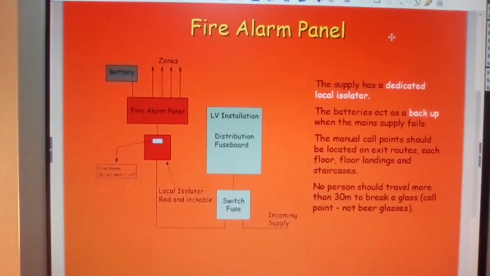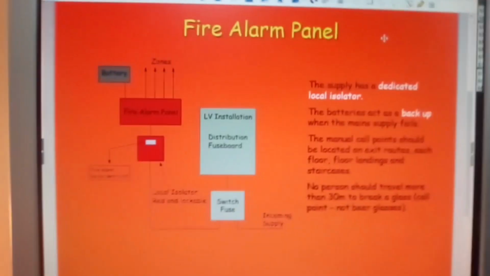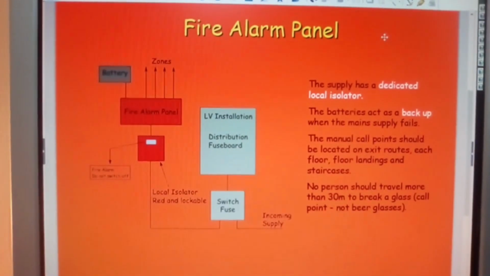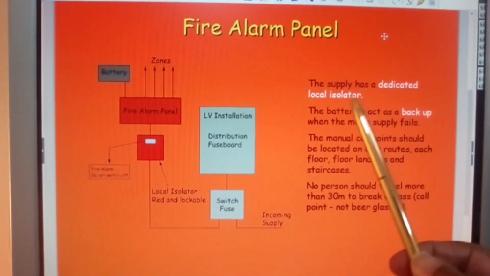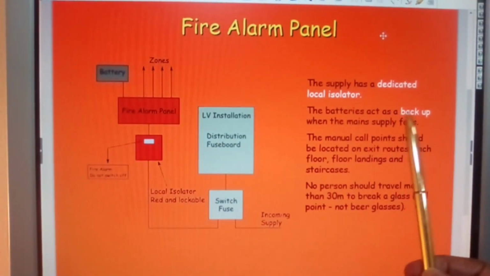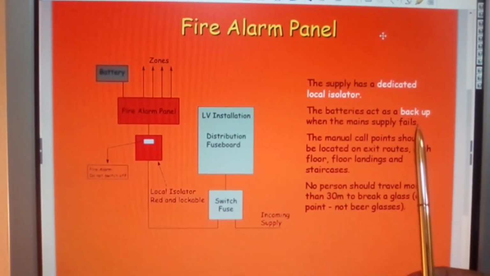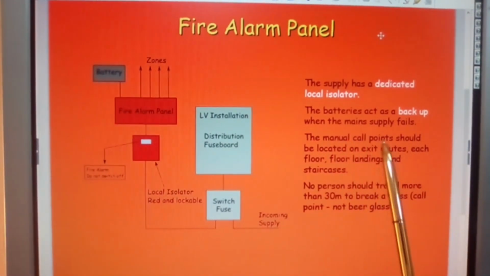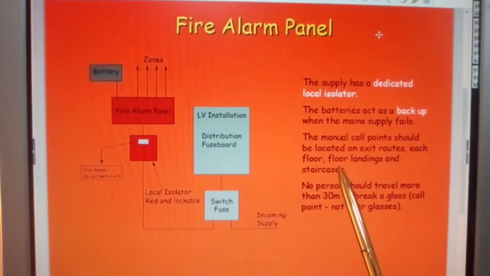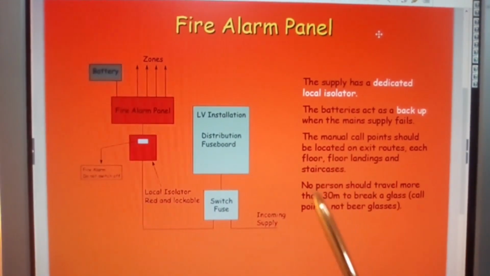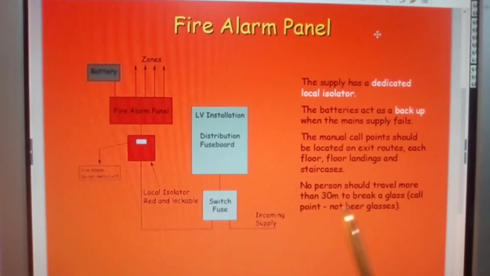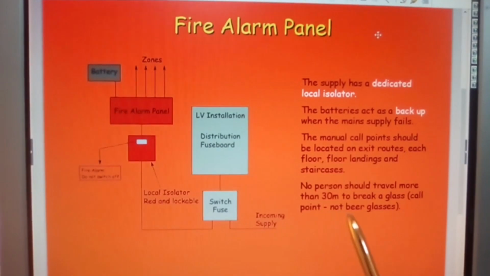Fire alarm panels. What this shows you is how the fire alarm panels are located and situated. The supply has a dedicated local isolator. The batteries act as a backup when the main supply fails. The manual call points should be located on exit routes, each floor, landings, and staircases. No person should travel more than 30 meters to break a glass call point.